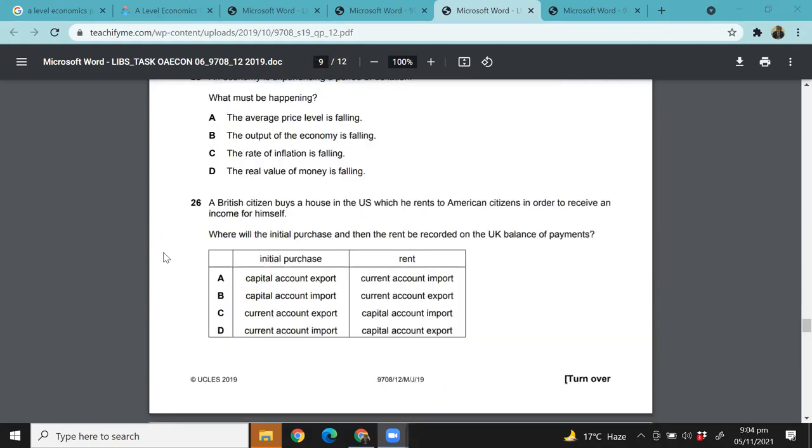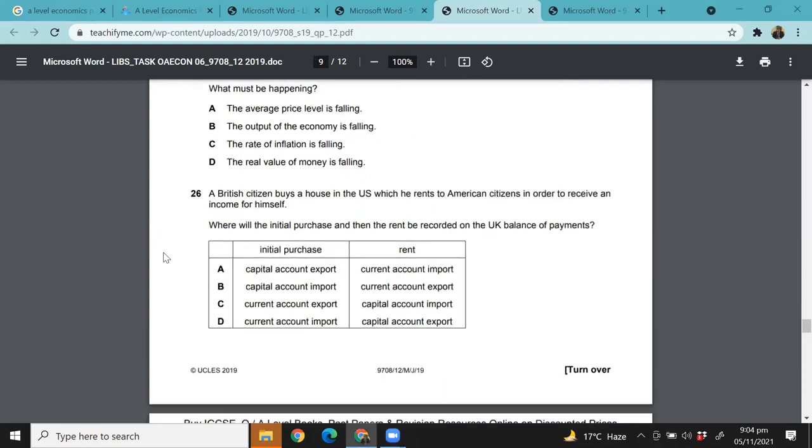Okay, let's read the question. A British citizen buys a house in the USA which he rents to American citizens in order to receive income for himself. Where will the initial purchase and then the rent be recorded on the UK's balance of payments? Arbab, do you want to make a guess? Do you want to answer it first?